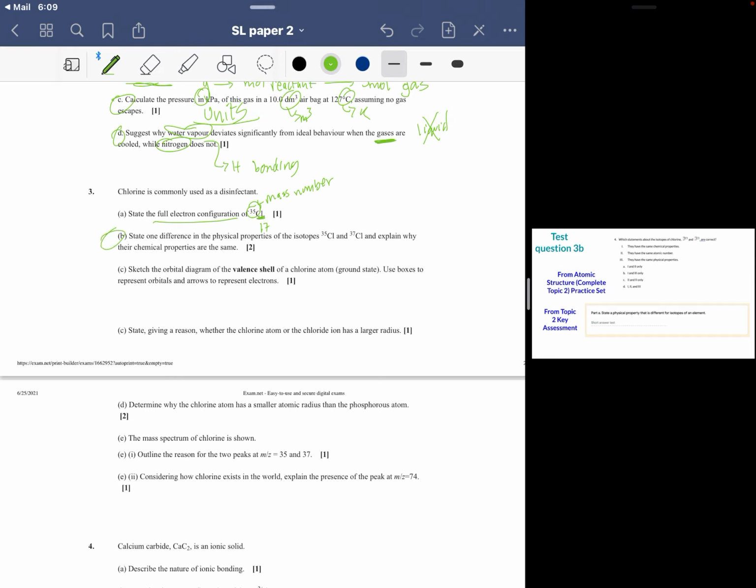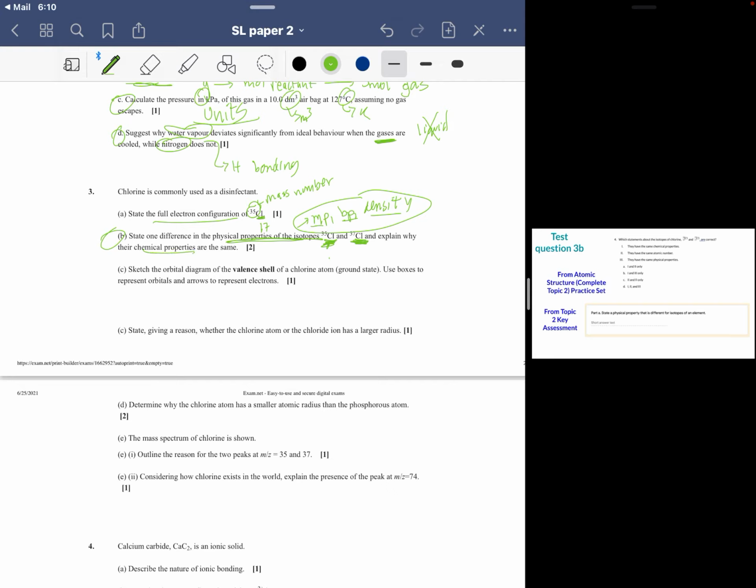Okay, B, physical property. You actually saw this question on the topic 2 key assessment. Some of you are still trying to say atomic mass. That's not a physical property of the substance. The atomic mass or the mass number differs between these. So a sample of chlorine-35 would have a different melting point, boiling point, density, etc. than a sample of chlorine-37. So these are physical properties.